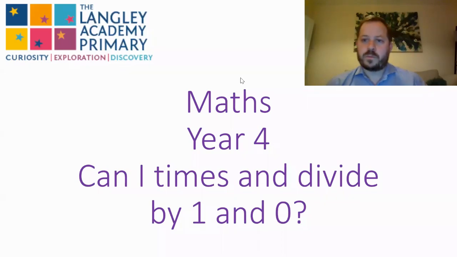So, moving on to our final lesson of this week. What we're going to look at is the rule regarding times and dividing by 1 and 0. Now, there are two different rules that relate to this one. They are nice and straightforward and nice and simple. We just need to think about why they work, and then we don't have to think about it again because we've got that understanding.